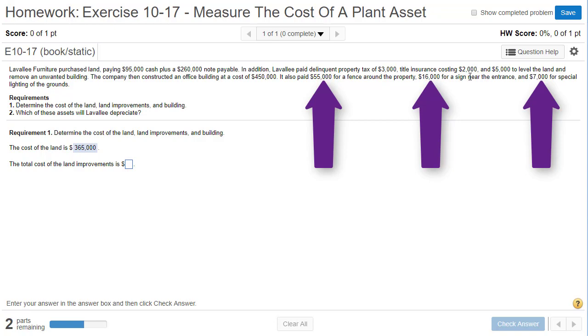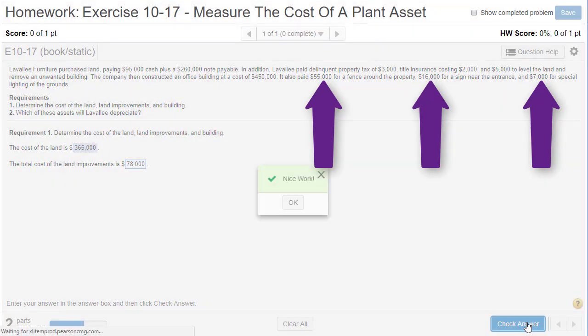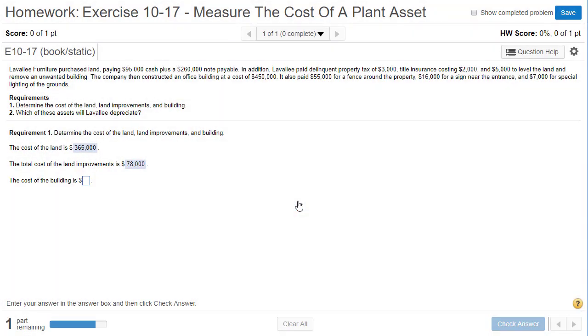Will the sign last forever? No, it will have to be depreciated. And will the special lighting last forever? No, that will also have to be depreciated. So we have to keep track of those costs separately. So we add those three up, 55,000 plus 16,000 plus 7,000 gives us a total of $78,000. And then the cost of the building. The cost of the building is just the $450,000.